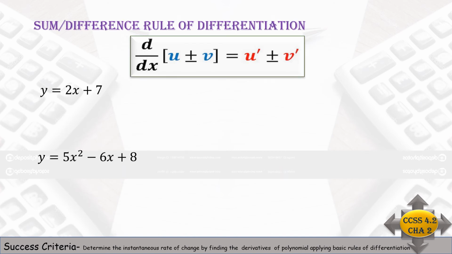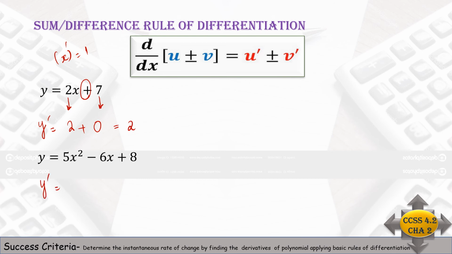Now sum and difference rule. If you have two functions written together and they are separated with a positive or a negative sign, then take the derivative of the first term separately and the derivative of the second term separately. So the derivative of 2x is 2 because the derivative of x is 1. So 2 times 1 is 2 plus the derivative of constant is 0. So the answer is 2.